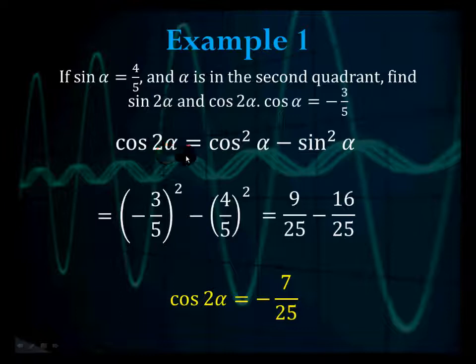So for the cosine of 2 alpha, you actually did not need to figure out what the cosine of alpha was. And that's the freedom of using the cosine of 2 alpha formula, is that you really only need either sine or cosine to get the answer. But here I use both, and the answer is the same no matter which way you do it.